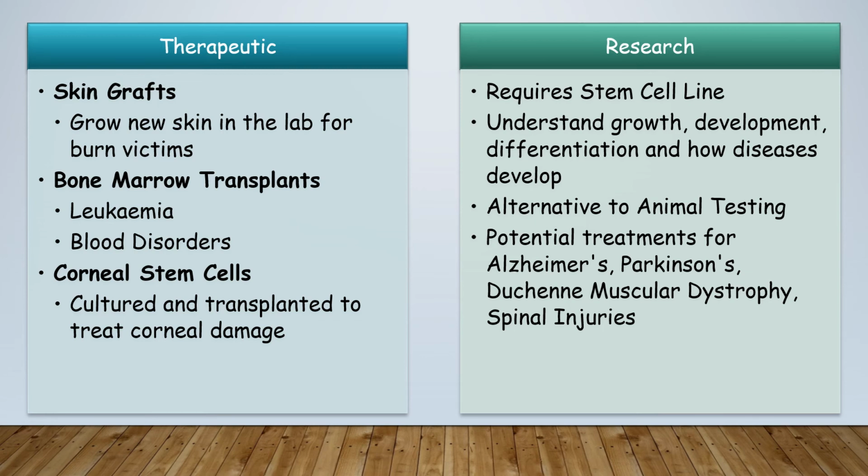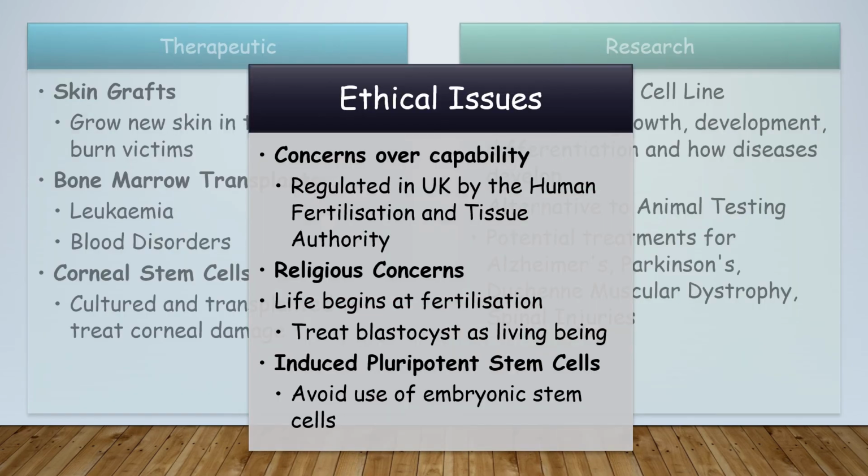It's also seen as an alternative to animal testing, so we can culture animal tissue without having to harm any animals. And it's seen that there could be potential treatments for Alzheimer's, Parkinson's, Duchenne muscular dystrophy, and spinal injuries, to name but a few. But that does come with some ethical issues.